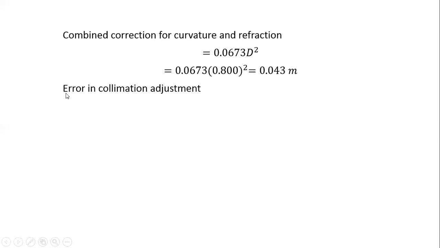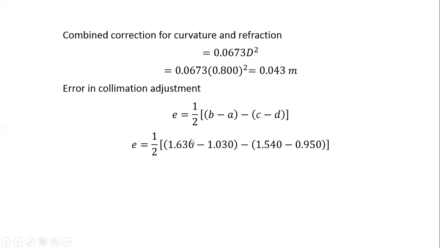Now, last thing I have to find out is the error in collimation adjustment. So E is given by this formula, 1 by 2 times b minus a minus c minus d. Now, what is the difference between the previous and this formula? Only this difference here. When you have to find out the true difference of level, that is your H, here is the plus sign. When you have to find out the error E, this is your minus sign. The other quantities remain the same.